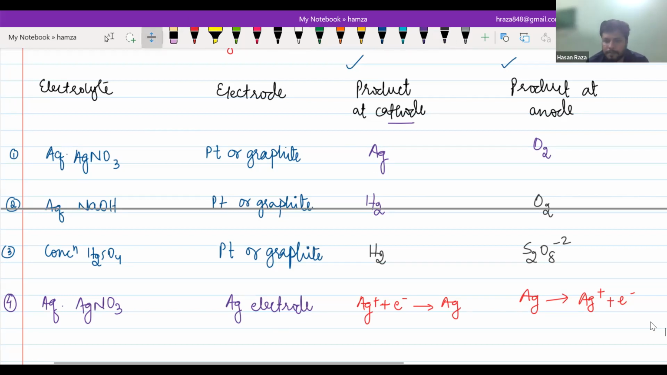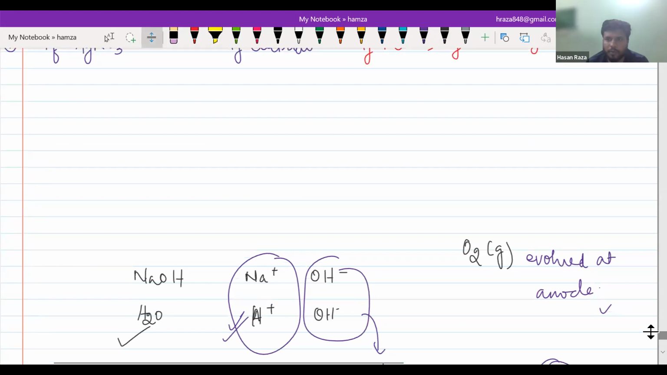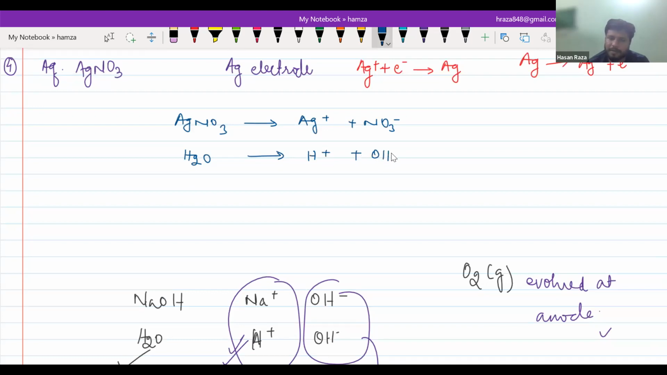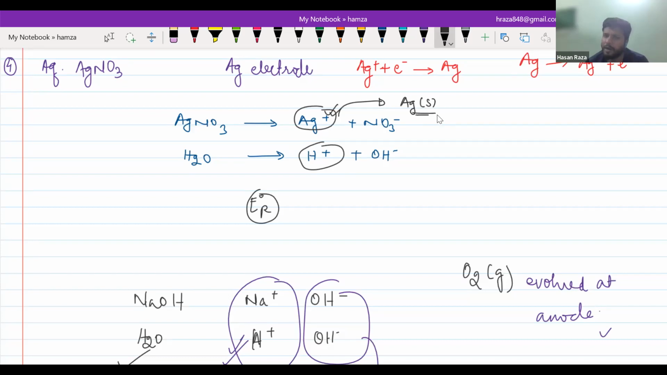Now see what I was going to explain. You can see AgNO3 in the solution. It will be converted into Ag plus and NO3 minus. Also, we have H2O, so there will be H plus and OH minus. Now you know that for cations we go by the value of E0R in the electrochemical series. So Ag plus has more value, so it will go to the cathode, easily gain an electron and be deposited at the cathode.